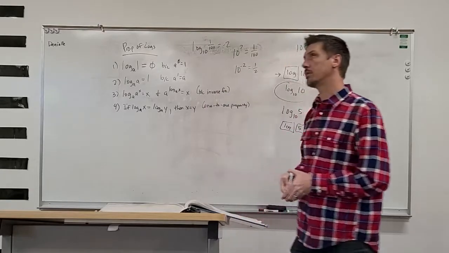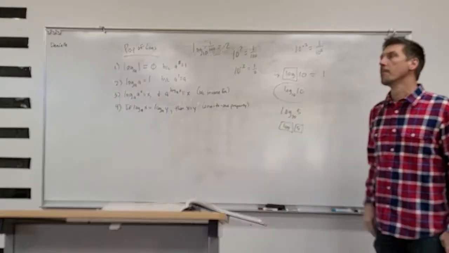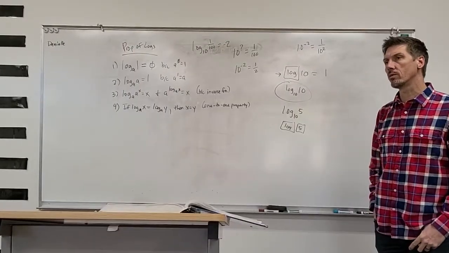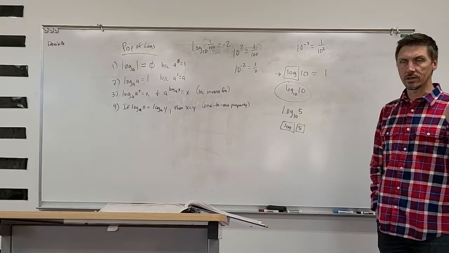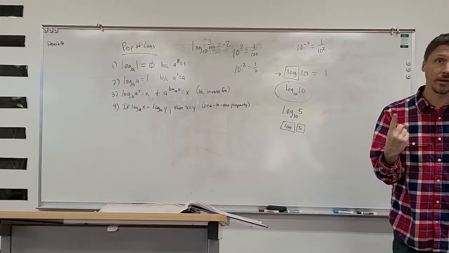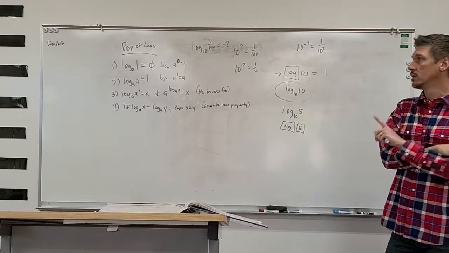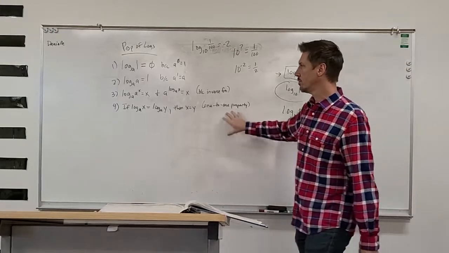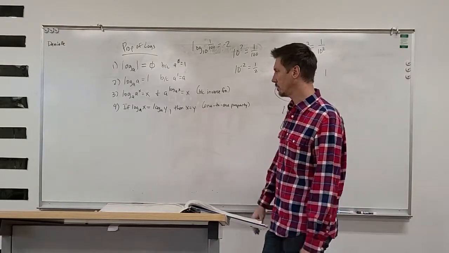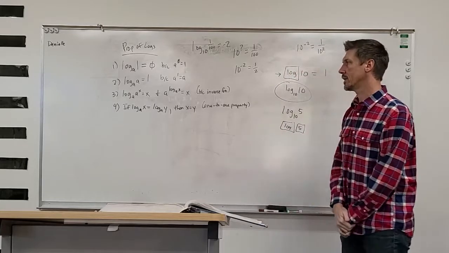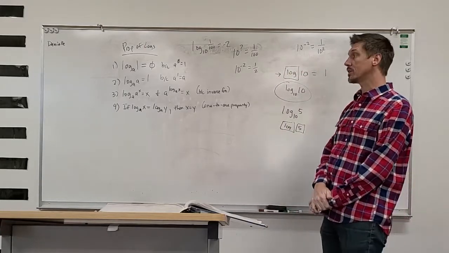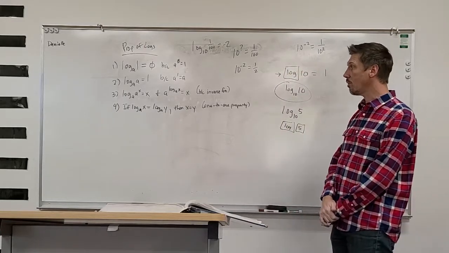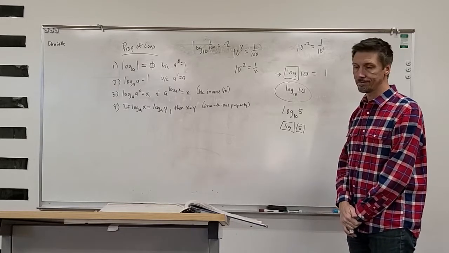It's that idea that if you plug one value in, since it's a one-to-one function, that means that for every x value, there's only one y value, right? And vice versa. And so because that's true, we can draw this conclusion here: log base A of x equals log base A of y, and then we can say that x equals y. All right?